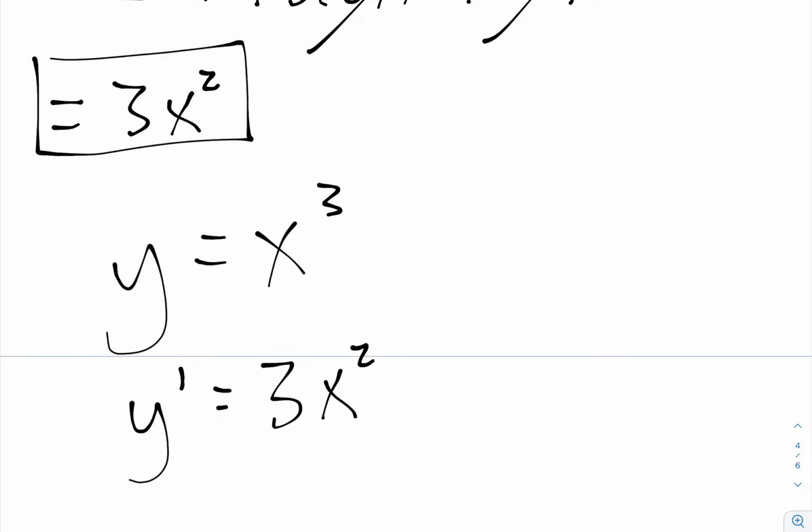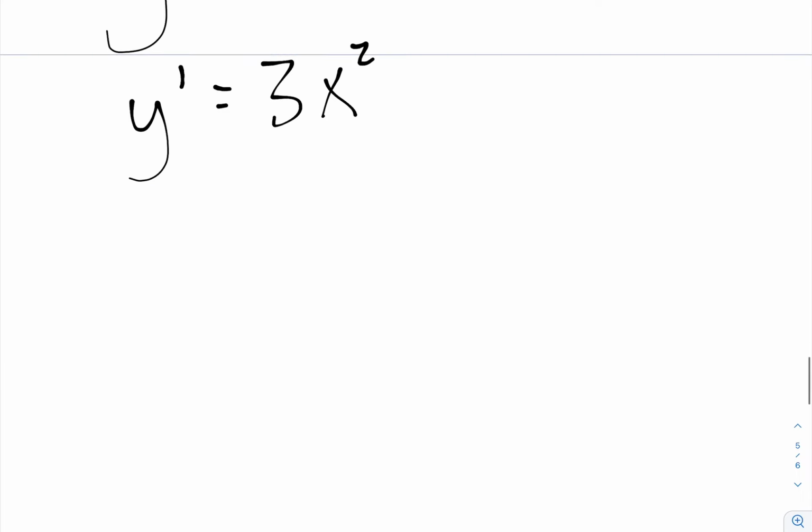Okay, and don't worry, there's an easier way to do this with polynomials. I'll show you in a sec, but let's just do one more example here. So let's say we wanted to find the derivative of y equals x to the fourth now. Okay, instead of x to the third, it's x to the fourth.